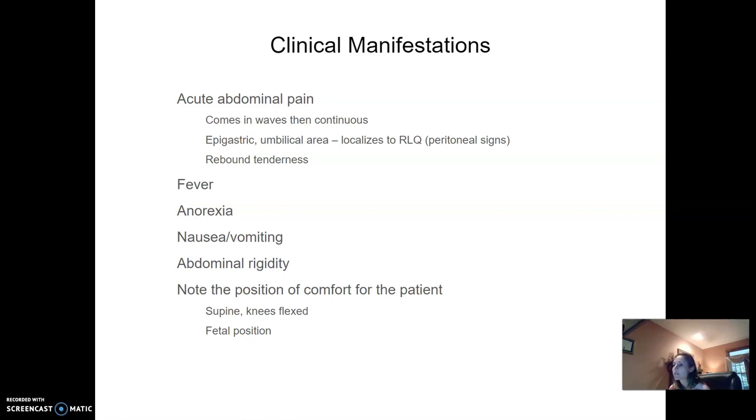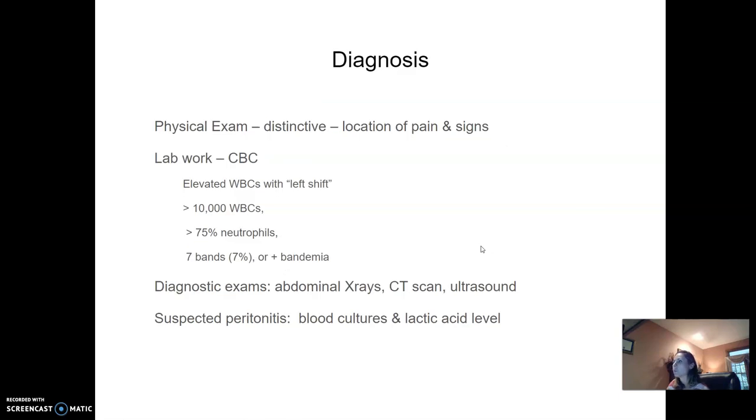They may also have fever and a loss of appetite. You might see some nausea and vomiting. As the swelling progresses, that abdomen is going to get really, really rigid. And again, you're going to notice that they're curled up in the fetal position, and they really don't want to flatten out at all. It's really uncomfortable.